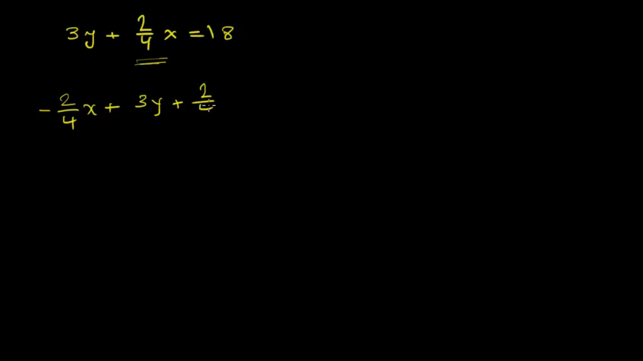Now we are asked to rewrite the equation 3y plus 24x equals 18 in slope-intercept form. The first thing we need to do is to get rid of 24x on the left side of the equation. So we add minus 24x to both sides. So we'll have minus 24x plus 3y plus 24x equals 18 plus 24x.